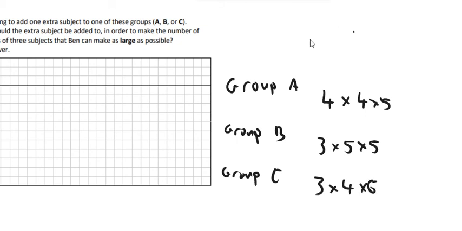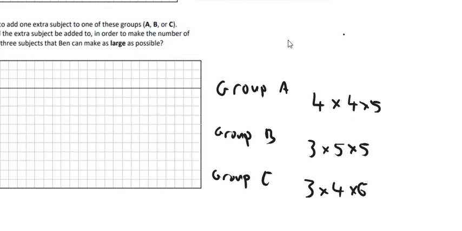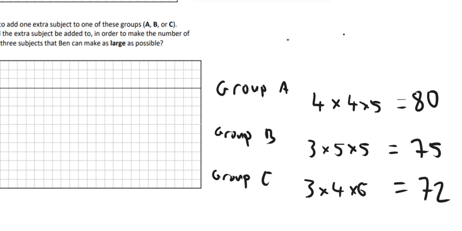Right, so a lot of people might think straight away it's going to be C because now you've got the biggest number in C. It's not actually the way it works. So 4 times 4 times 5 is going to be 80. 3 times 5 times 5 is going to be 75, and 3 times 4 times 6 is only going to be 72. So you've done the three of them here, so it's obviously going to be A.